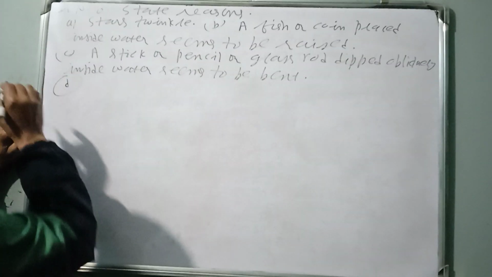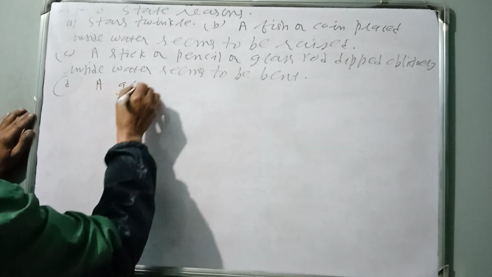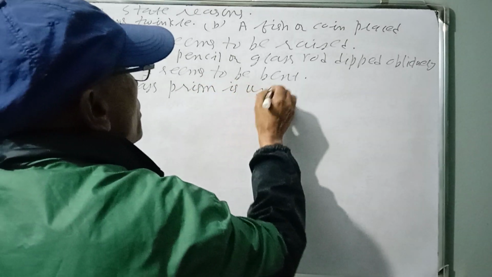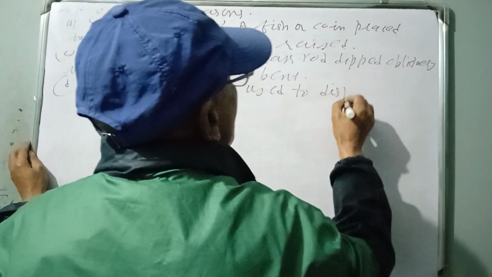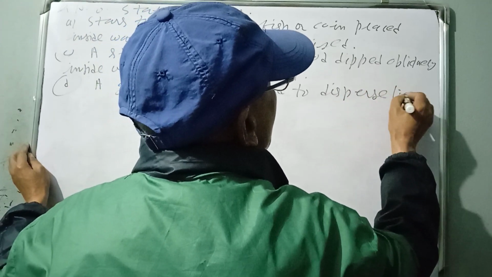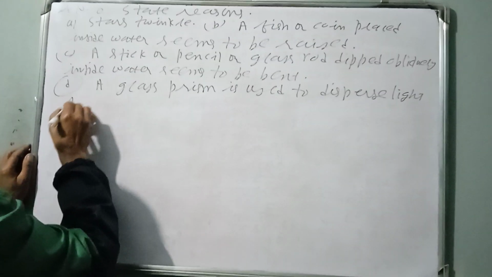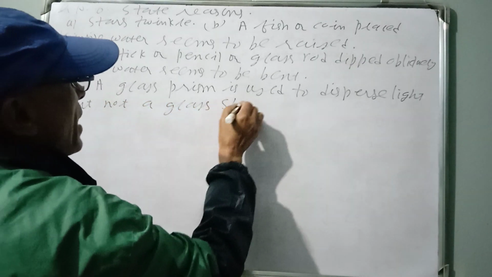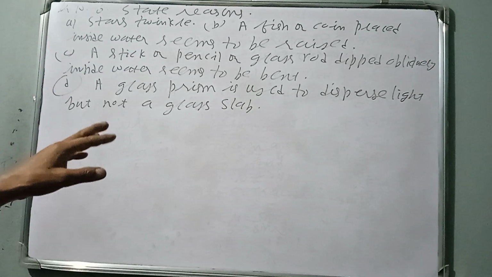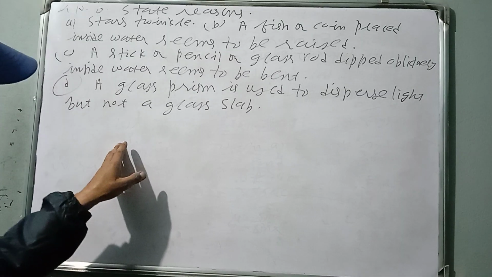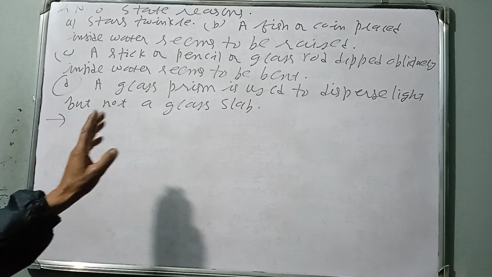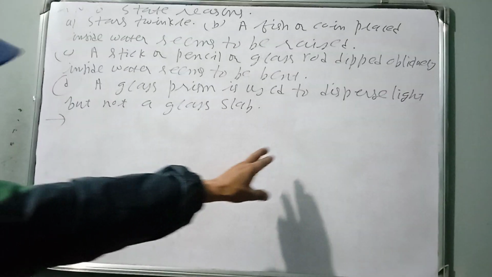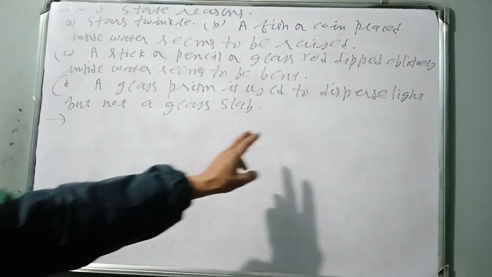Another: a glass prism is used to disperse light, but not a glass slab. Why? This question is somewhere in the book, but you may not know. A glass prism is used for the dispersion of light, not a glass slab.